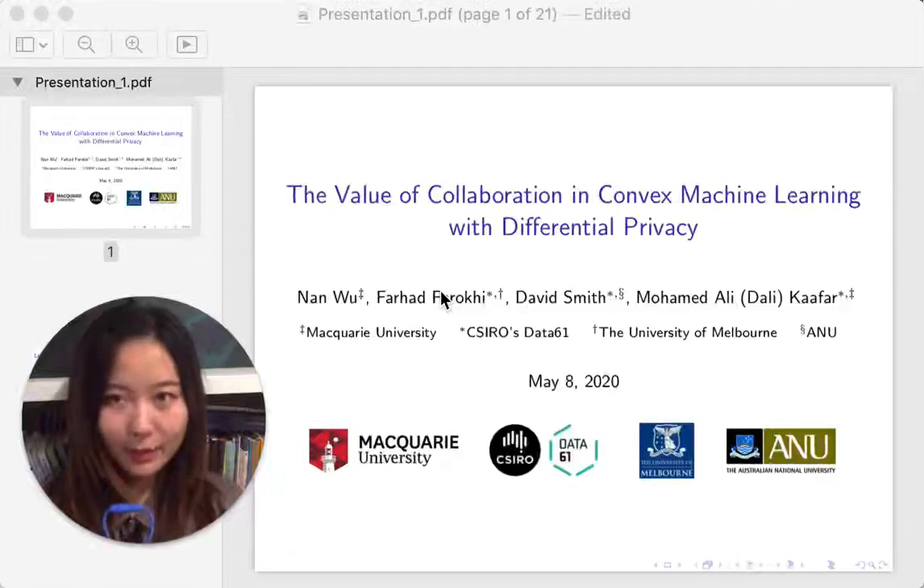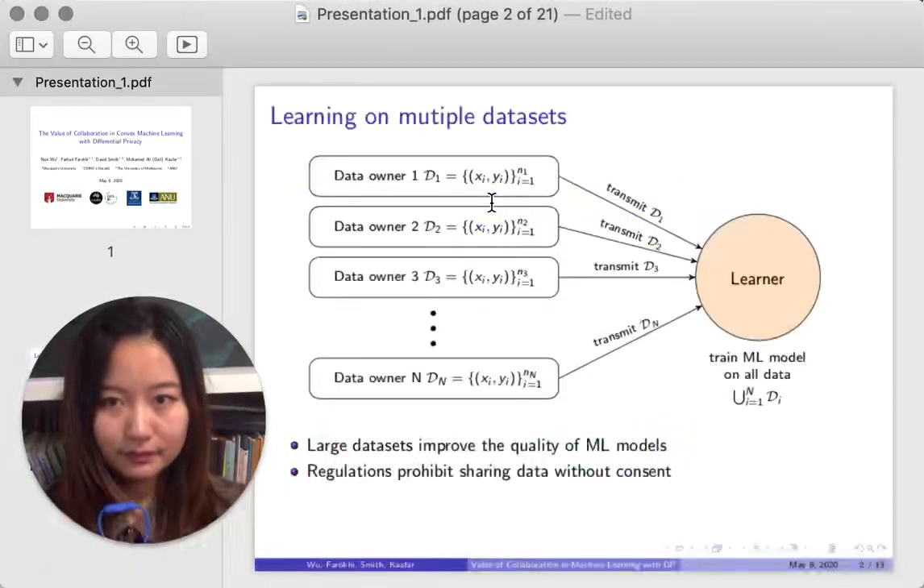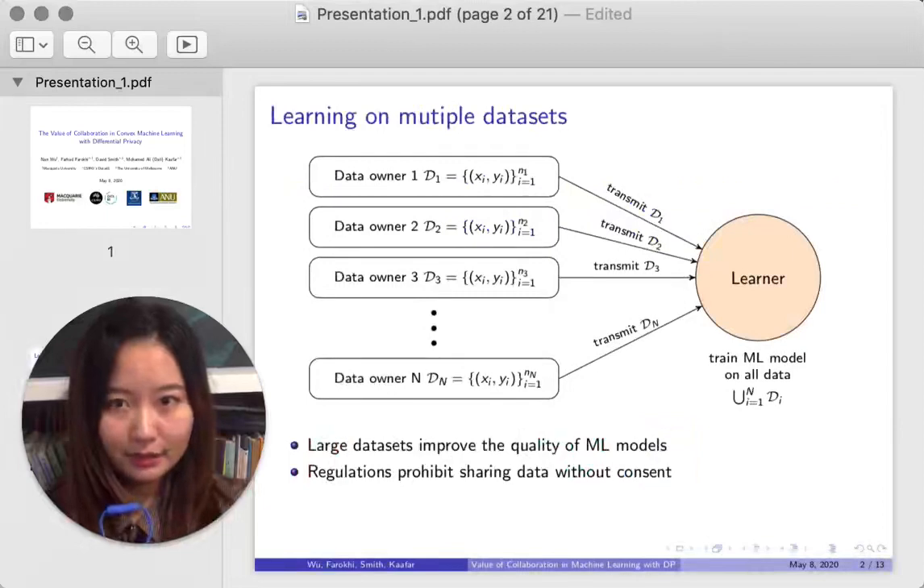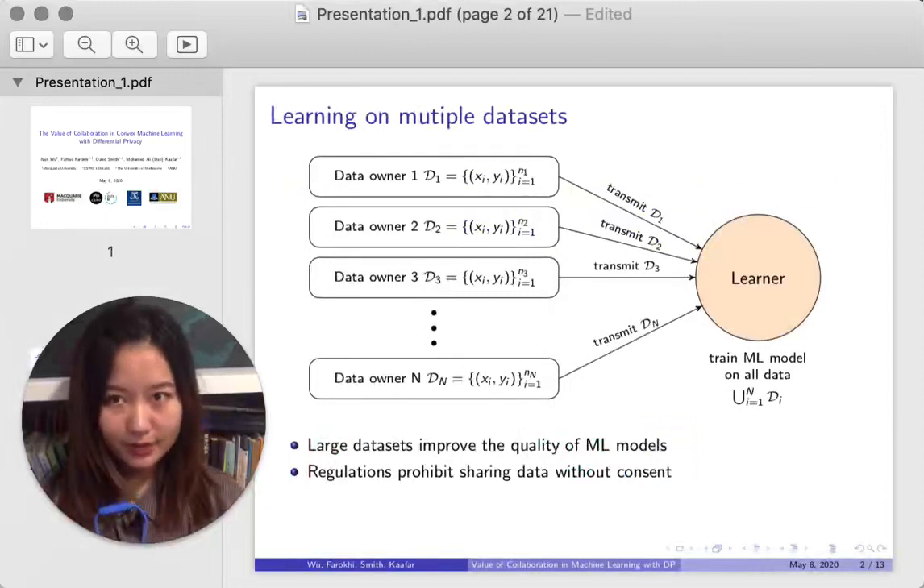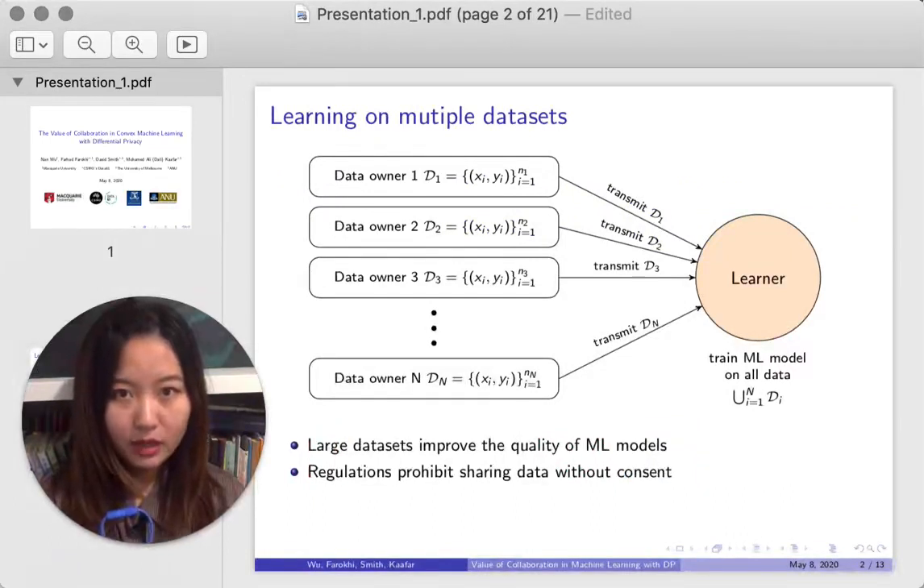Hello everyone, today I'm going to talk about the value of collaboration in convex machine learning with differential privacy. Data analysis methods using machine learning can improve quality of service from private datasets. Having large, high-quality datasets improves the quality of the trained machine learning models in terms of the accuracy of predictions. This quality improvement can motivate multiple data owners to share and merge their datasets to form a larger training dataset.